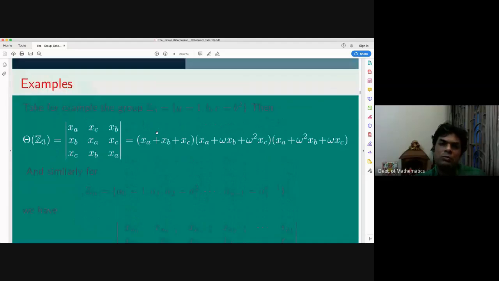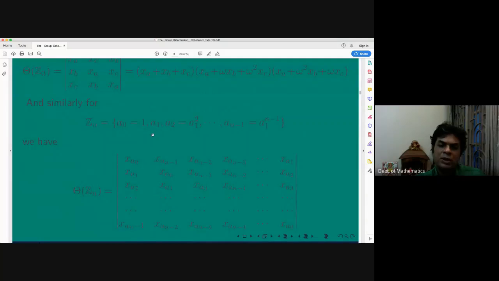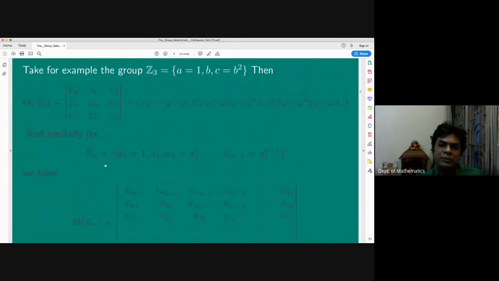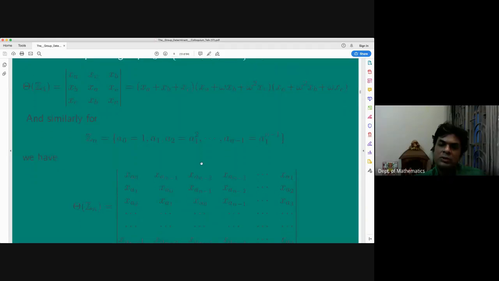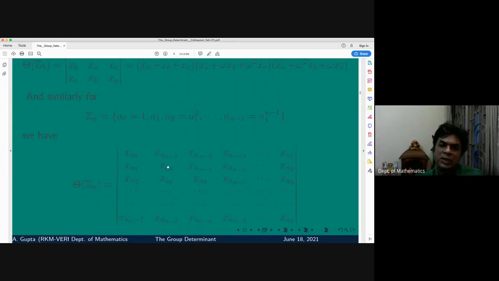Now one question that may arise is, suppose I do the same thing for Zn. Let Zn be the group, and let us write it as a naught equal to 1, a1, a2 equal to a1 squared, and so on. For this group, if you write the determinant whose ij entry is x of g_i g_j inverse, what is g1 here? g1 here is a naught, which is 1. So what will happen to g1 inverse? You will get 1, and 1 inverse is again a naught.